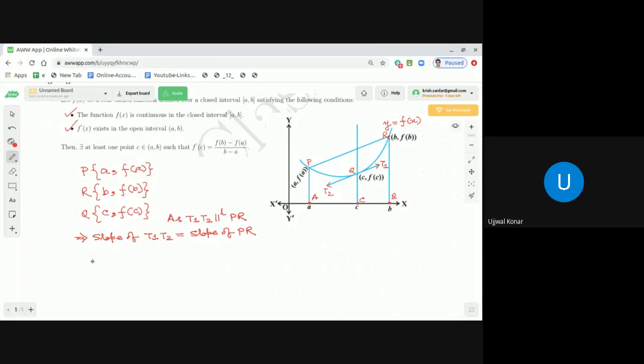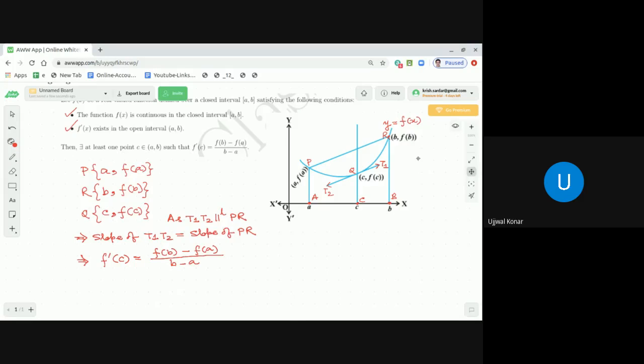Now, the slope of T1, T2, as I just said, is nothing but f dash c. And the slope of the line PR is f(b) minus f(a), that is the difference of the y coordinates, divided by b minus a. So that is exactly what comes from the definition, from the result of Lagrange's mean value theorem.